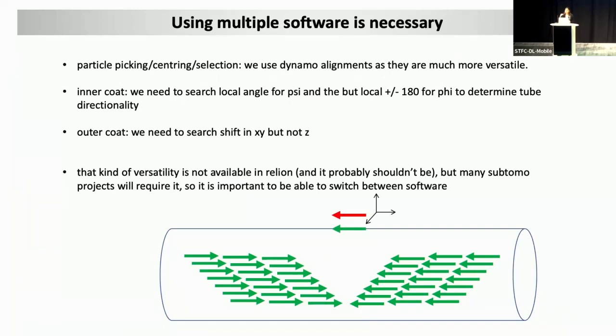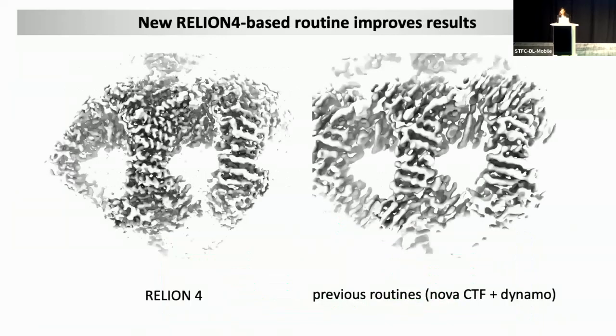Likewise, when we are aligning the outer coat, we want to make sure that we are searching only in X, Y, but we're not allowing the Z axis to change, because otherwise the alignments tend to fall back onto the inner coat. And that is also something that we can't really do with RELION, for example. But anyway, once we get more or less correct particle coordinates, then we can switch to RELION and do local alignments. And I just want to show you our results for the inner coat.